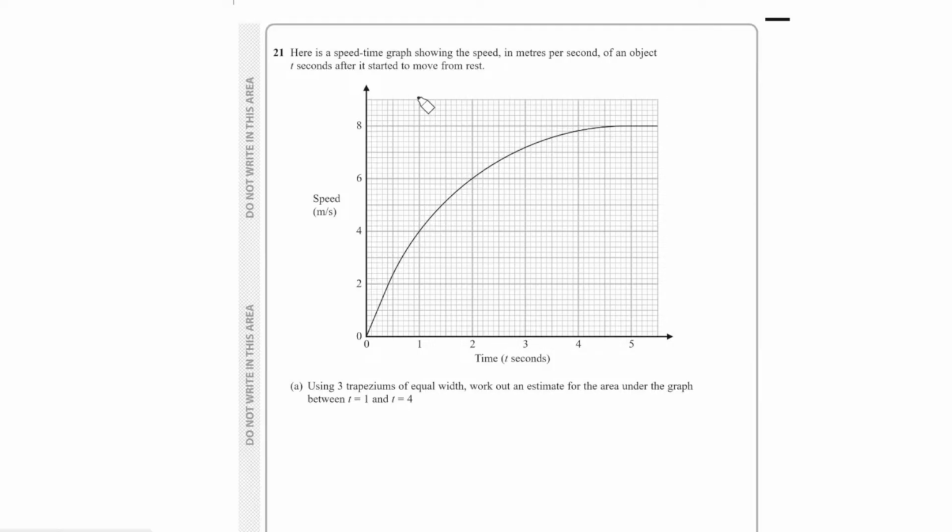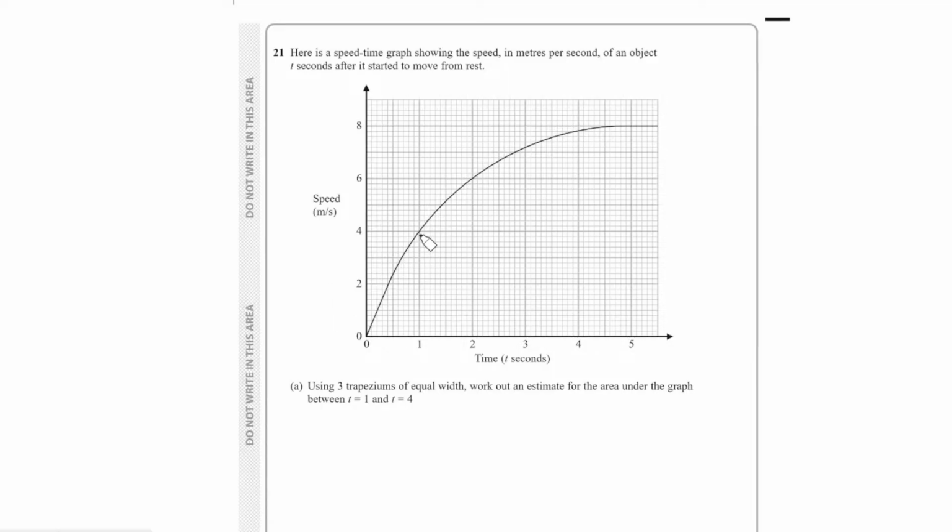So 21: here is a speed-time graph showing the speed in meters per second of an object t seconds after it started to move from rest, using 3 trapeziums of equal width. Work out an estimate for the area under the graph between t=1 and t=4. Yeah, area under the curve, exactly. Just be careful though, they have said 3 trapeziums. I know it's normally 4, but they have said 3 this time, and between 1 and 4, so we're not using this first part. Well, that would be a triangle, I guess.